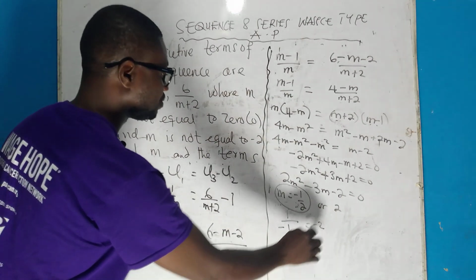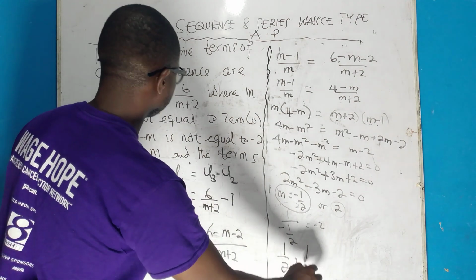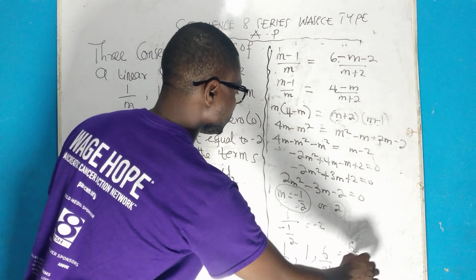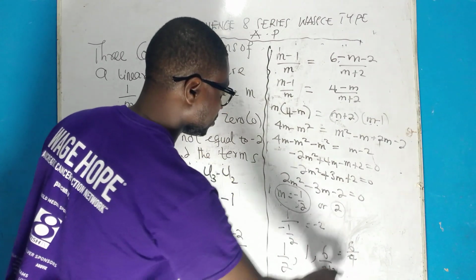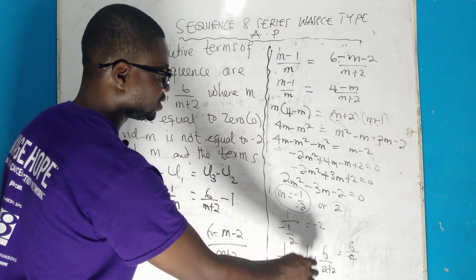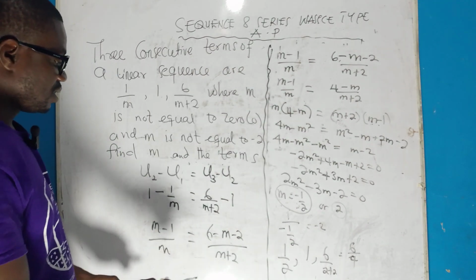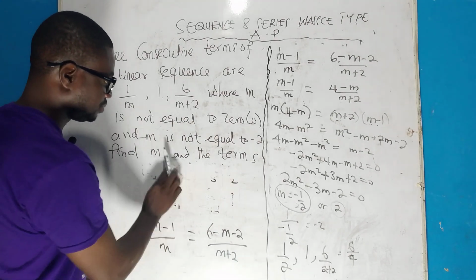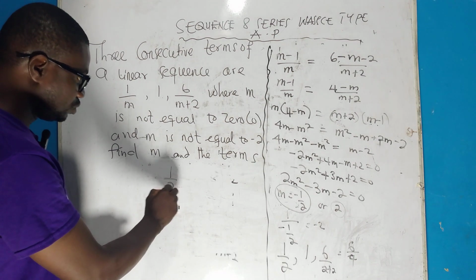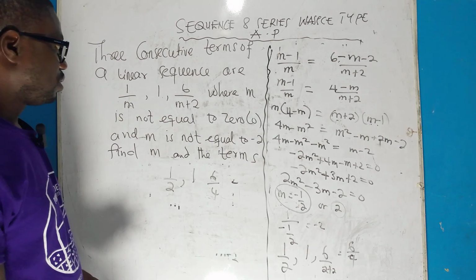But let's take the second one. When m is 2, you are going to have 1 over 2. Then you are going to have 1. Then you're going to have 6 over 2 plus 2, and that'll give you 6 over 4. Okay, so that is it, and those are the terms. We have 1 over 2, 1, 6 over 4. So it means that our terms are now 1 over 2, comma 1, and then 6 over 4. So this is it.